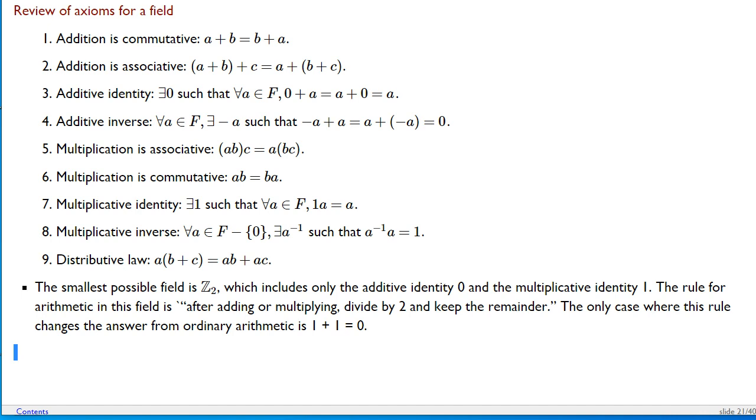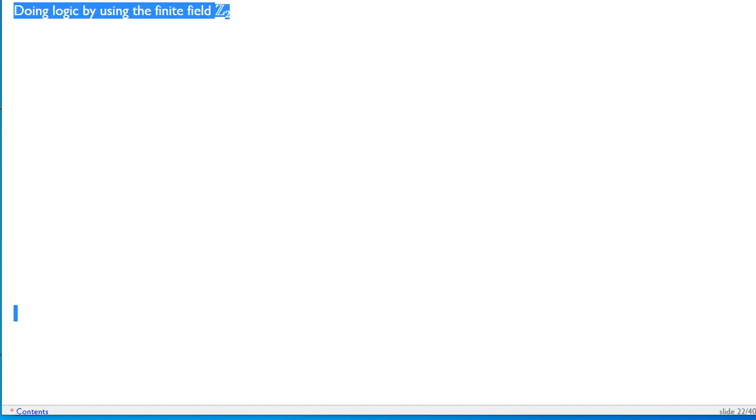Every field has the additive identity and the multiplicative identity. And in fact, there's a field that contains those two elements and nothing else. It goes by the name of Z2. And the rule for doing arithmetic in Z2 is simply after you add or multiply, you divide by 2 and keep the remainder. And this only changes the answer from ordinary arithmetic in one case, namely where you're adding 1 to 1. 2 is not in the field, but 1 plus 1 leaves a remainder of 0 when you divide it by 2, so 1 plus 1 equals 0.